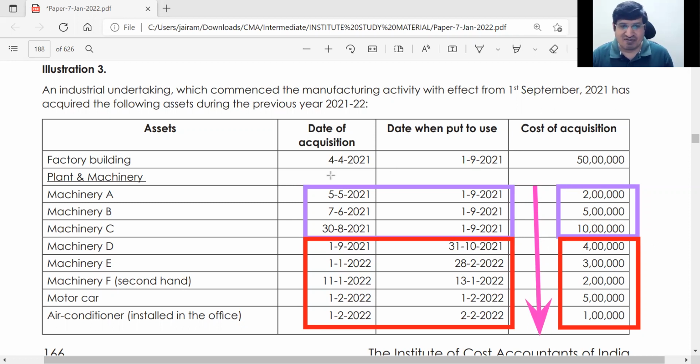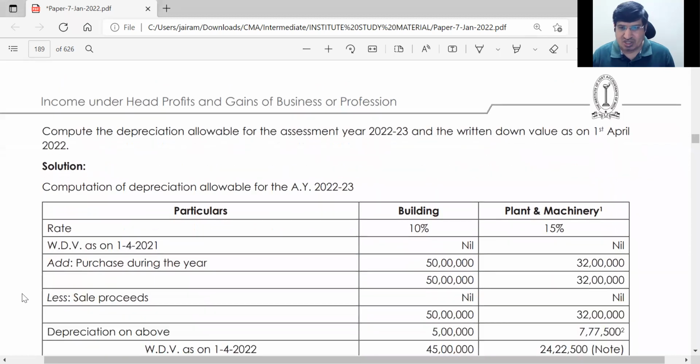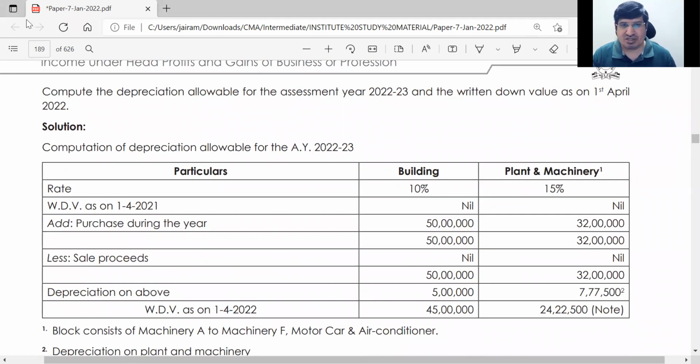Remember, first 3 are 100%, next 5 are 50%. How much did I say? 32 lakhs, right? Okay, WDV as on 1/4/2021 nil. Then purchase is 32 lakhs. Then this becomes the balance. Sale proceeds is nil. Then balance is 32 lakhs only.